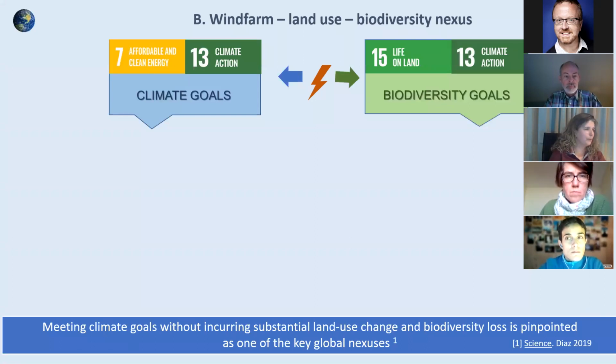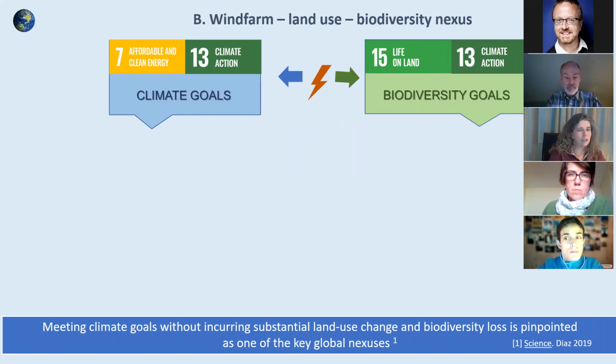This is the first part of the presentation, presenting about roads and their significance and the importance of keeping roadless areas. I just moved to the second part, the second policy part of the presentation, about this nexus. Just to state that this nexus, wind farm, land use, biodiversity, is recognized to be one of the key nexuses globally. And this is recognized in the IPBES and in the science paper from Diaz, a very recent one.